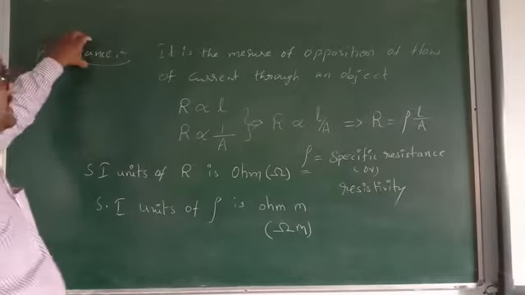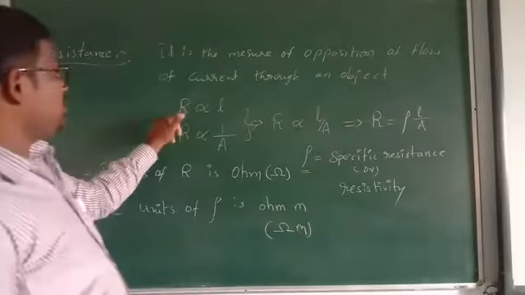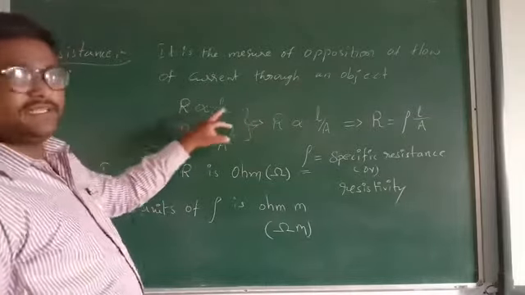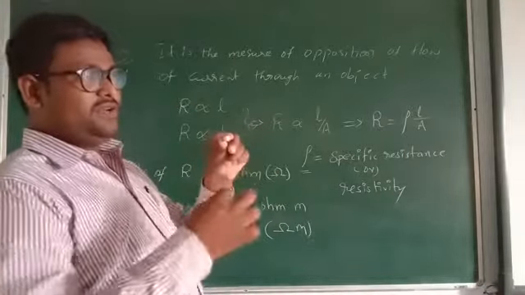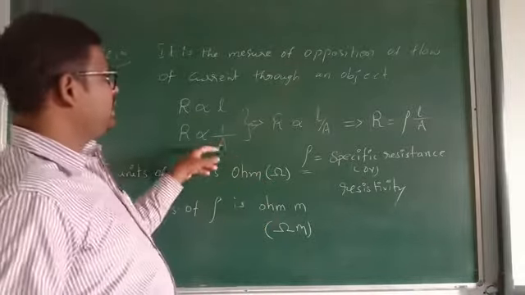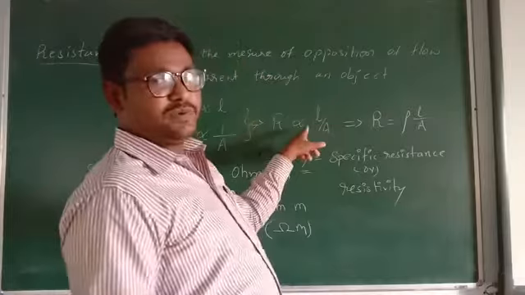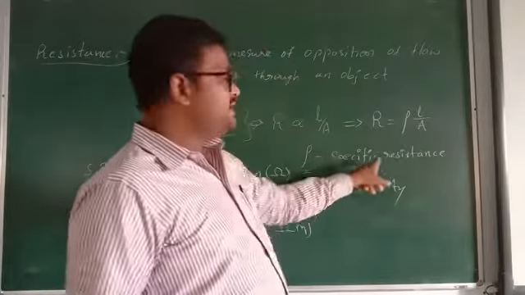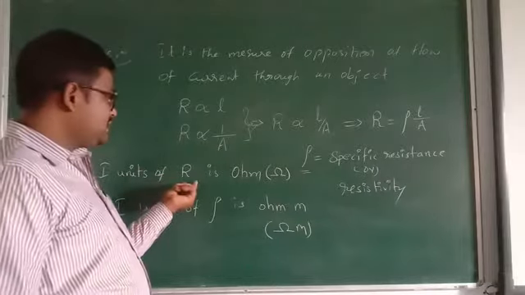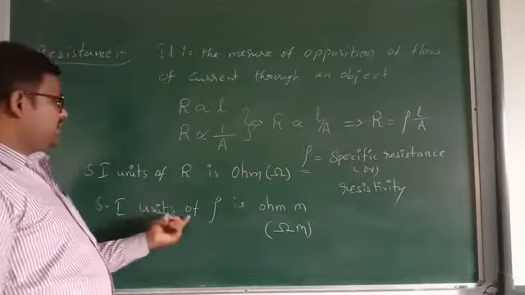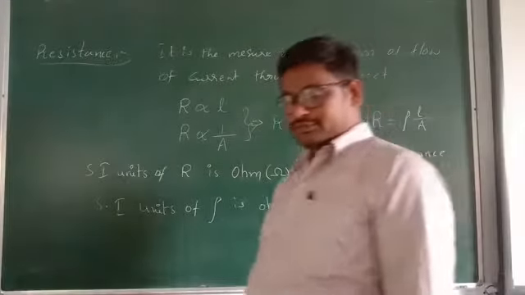So listen, what is resistance? Resistance is a measure of opposition to the flow of current through an object. This resistance is directly proportional to length, meaning as length increases, resistance increases, and inversely proportional to cross section area, meaning the area of the cross section of the wire. Combining these two, we write R is directly proportional to L by A. To remove the proportional symbol, we keep a constant, which is rho, specific resistance or resistivity. SI units of resistance R are ohm, and SI units of rho is ohm meter.